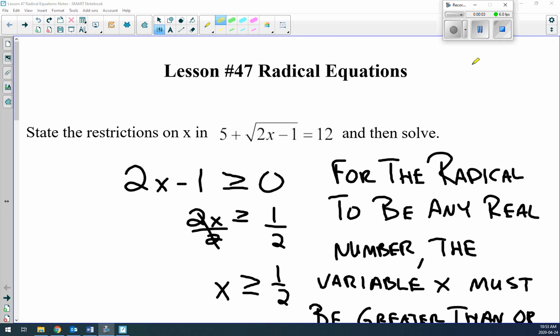Grade 11 pre-cal, lesson 47, radical equations. So now what we're going to do is take the radicals and make equations out of them. Do you remember that? That just makes it equal to something.